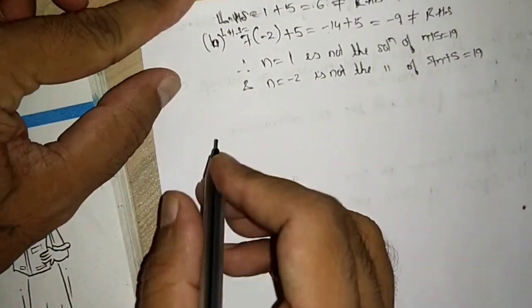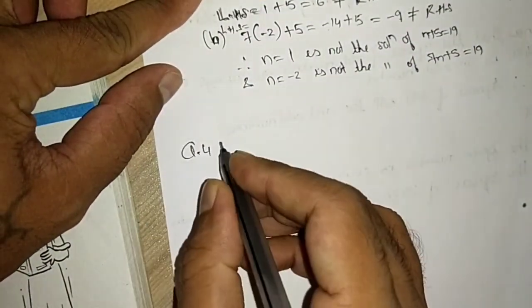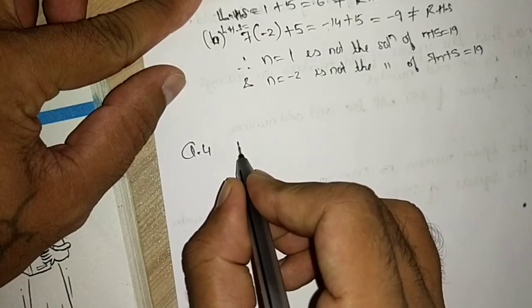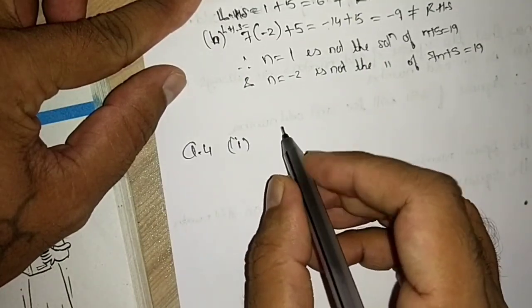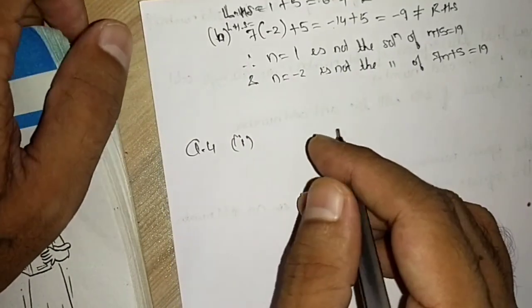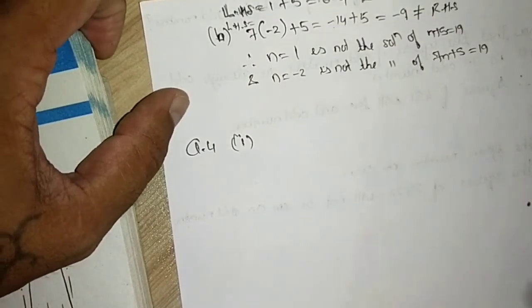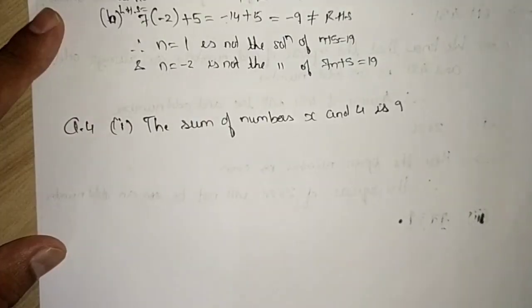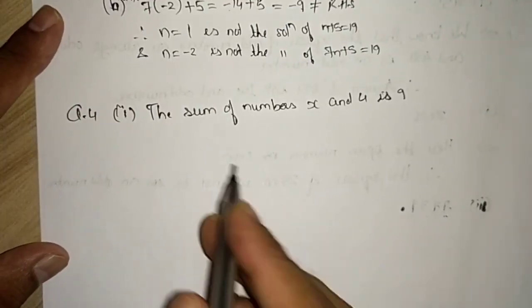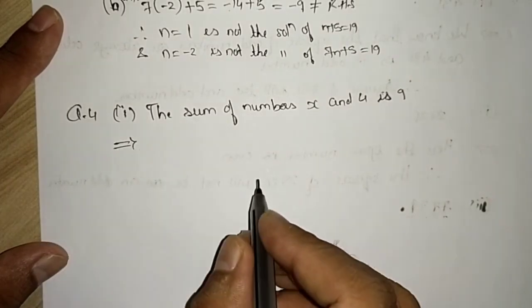First they are telling, question number 4. First they are telling the sum of the number. Okay, let me first write down. So the first equation is like this. First statement they have given is like this. We will write in the equation form.